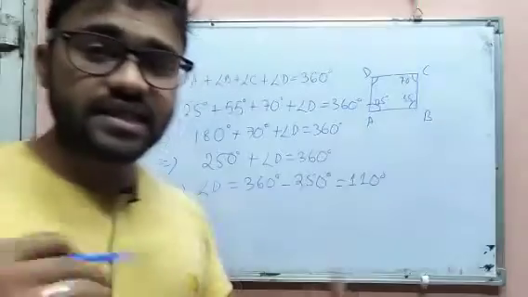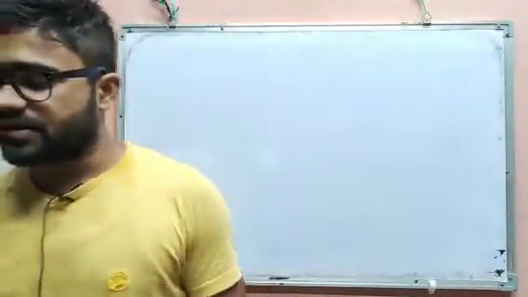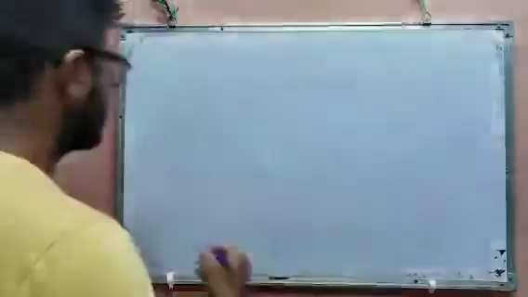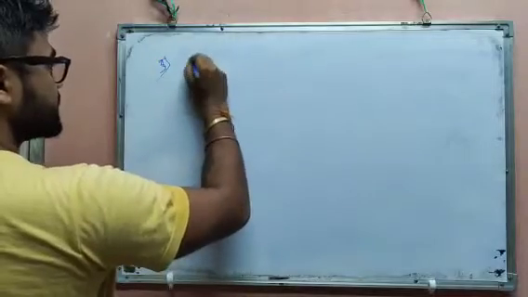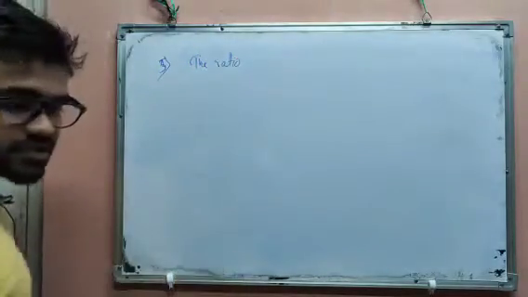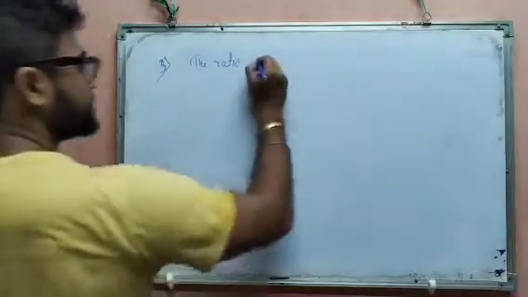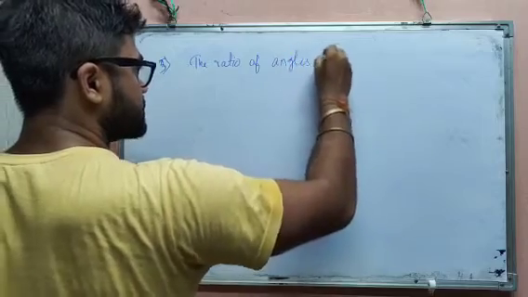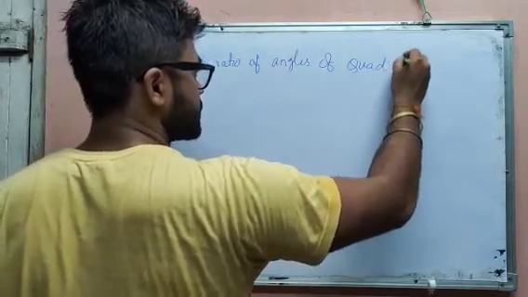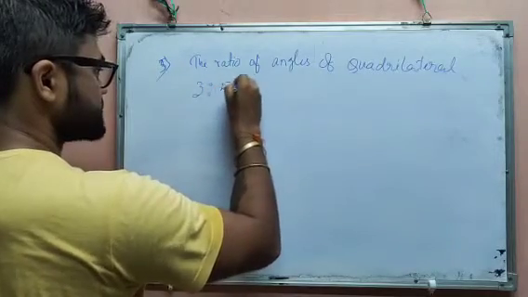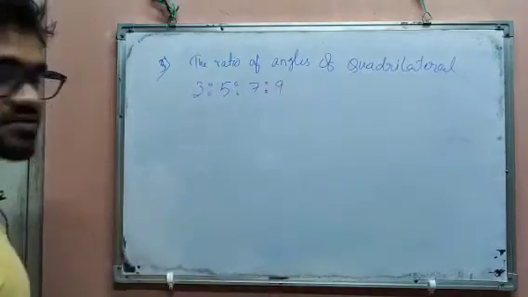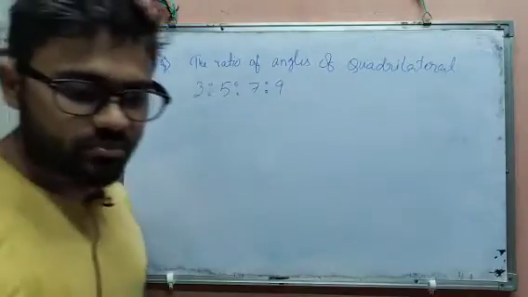Next, we have another question. The angles of a quadrilateral are in the ratio 3:5:7:9. We are asked to find the measurement of the four angles.